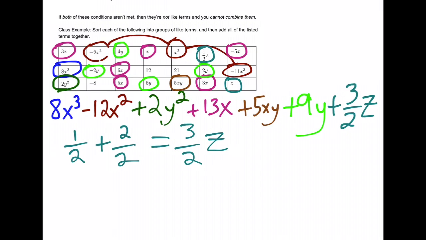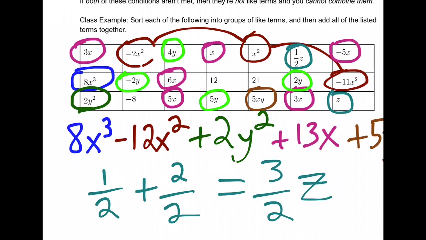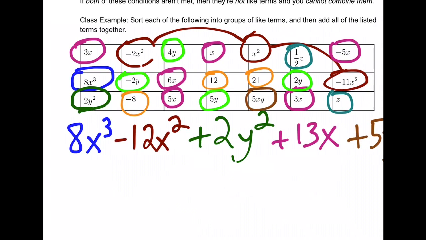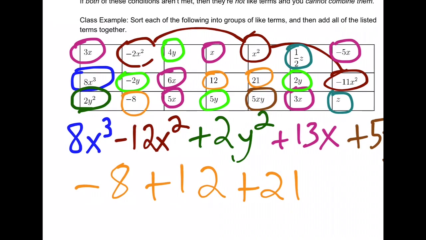And the only terms left are my constants, or just my numbers. Sometimes we say that these have an exponent of 0. I'll circle these in orange, and there are 3 of them. Negative 8 plus 12 plus 21. Together this gives me a 25.